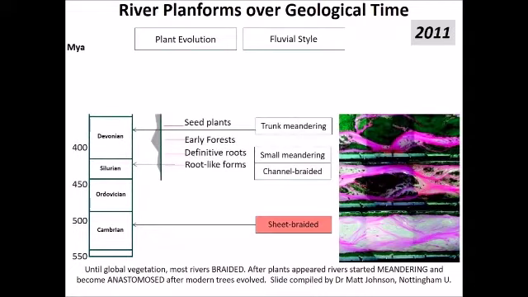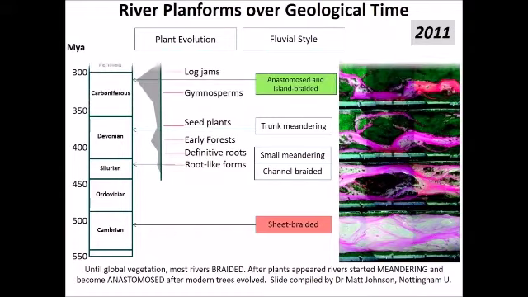And it wasn't until vegetation got going, particularly in the Devonian, that we start to see in the sediment record, and that doesn't lie, meandering and channel braided systems with islands rather than just shifting bars. And then things really kick off in the Carboniferous with gymnosperms, proper trees. And that's when we find in the sedimentary record anastomosed and island braided systems.